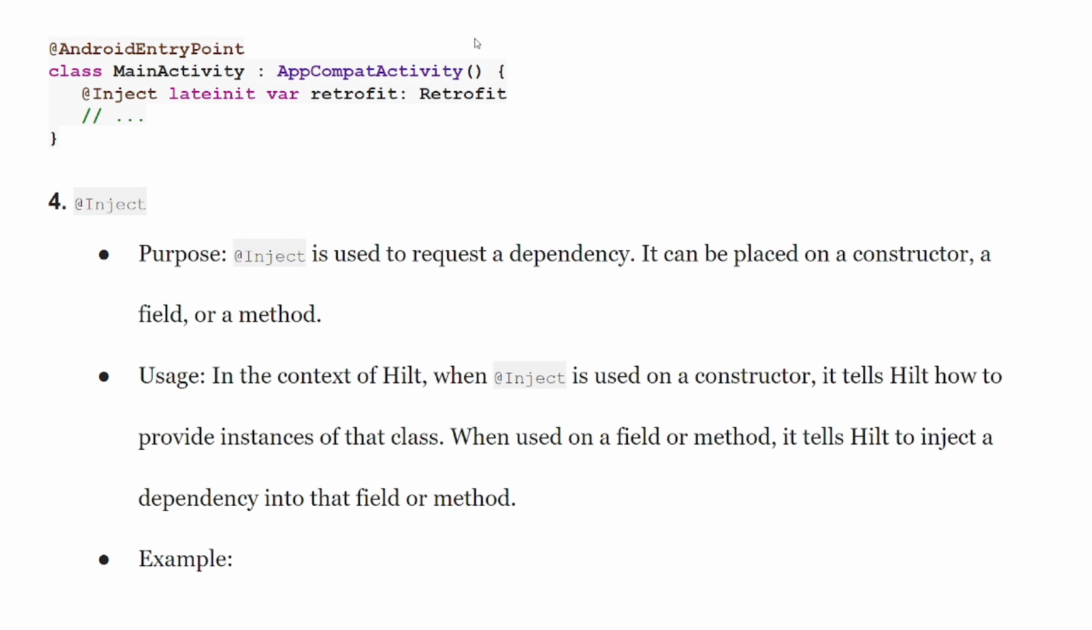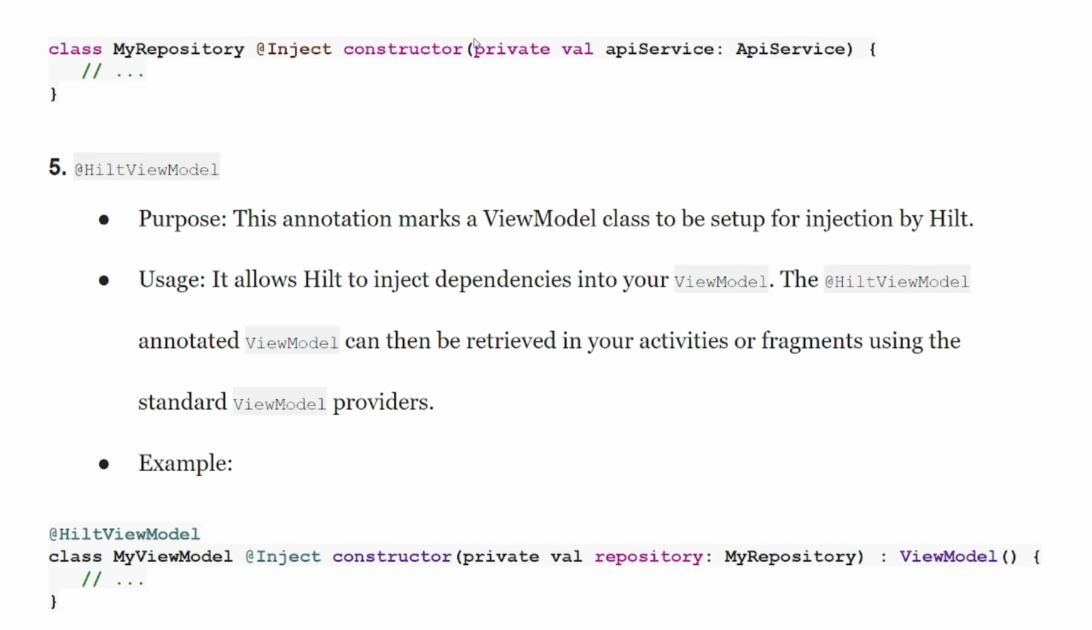That's simple. For example, in Kotlin: class MyRepository @Inject constructor, with a private val apiService injected here. The constructor takes it as a parameter, and that's actually the injection here.